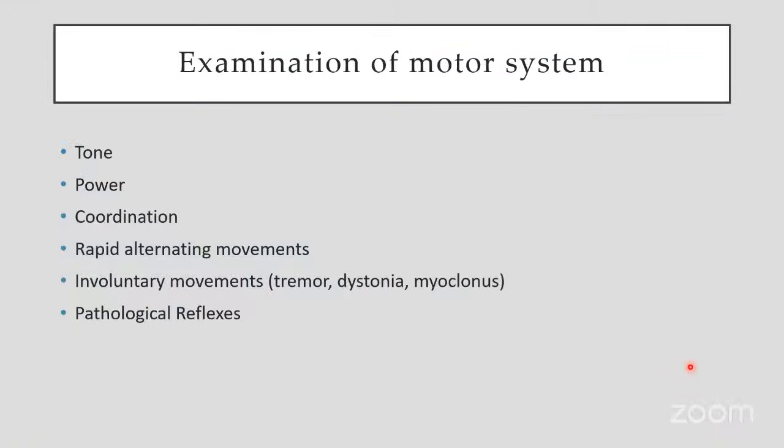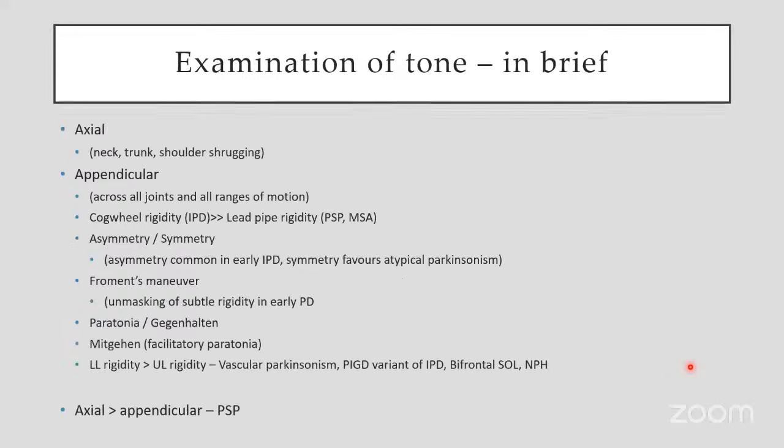So going into the motor system examination, we'll be checking tone, power, coordination, rapid alternating movements, involuntary movements, and pathological reflexes. For checking the tone, first we have to check the axial tone and appendicular tone. For axial tone: neck, trunk, and shoulder shrugging. We'll make the patient turn backwards and check for the truncal axial tone. Later, appendicular tone should be checked across all the joints and all the range of motions.